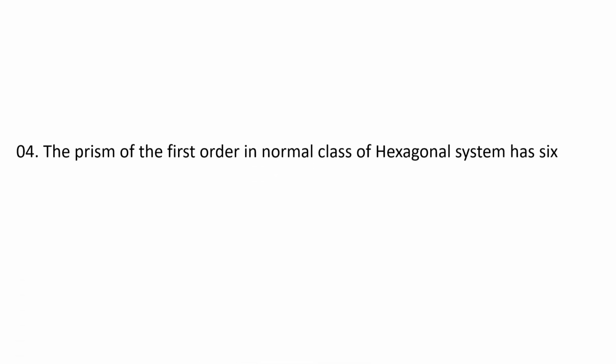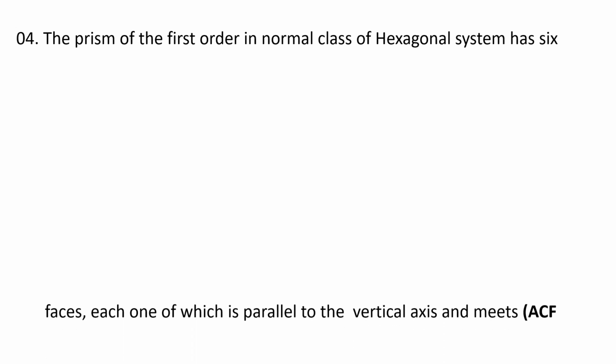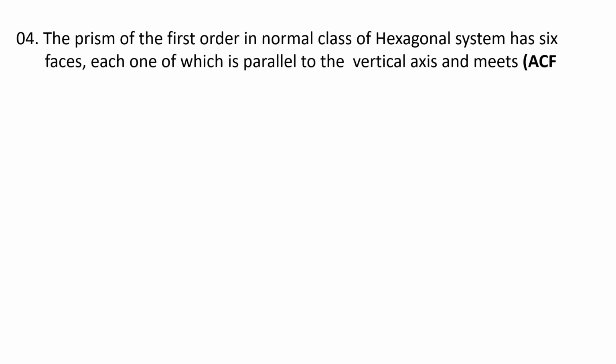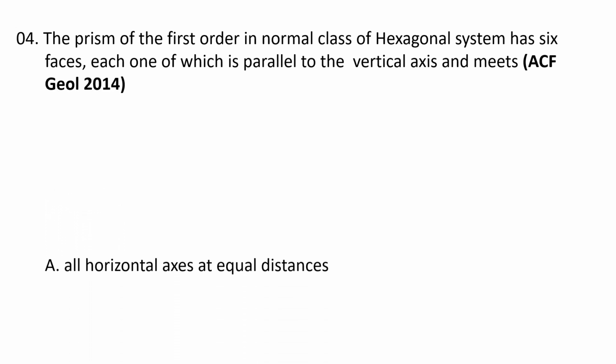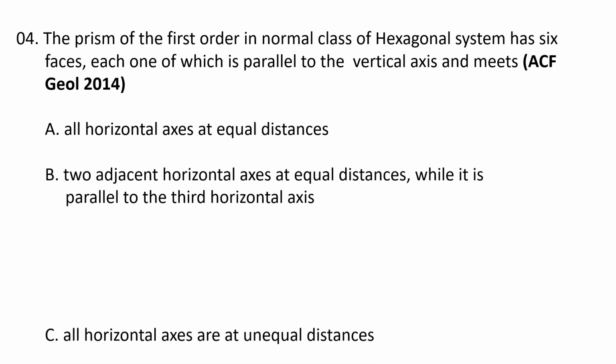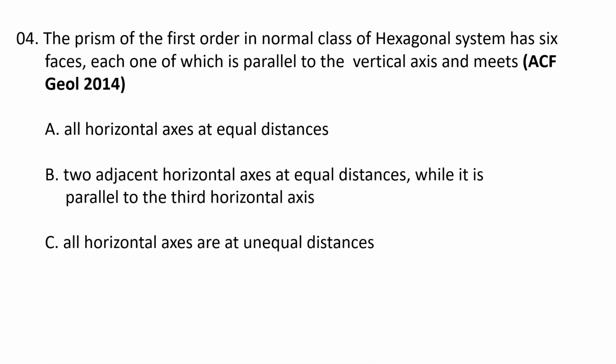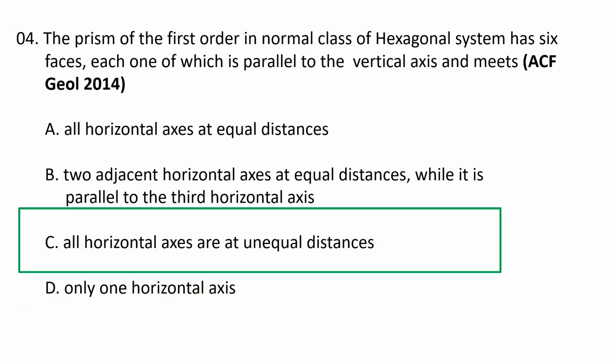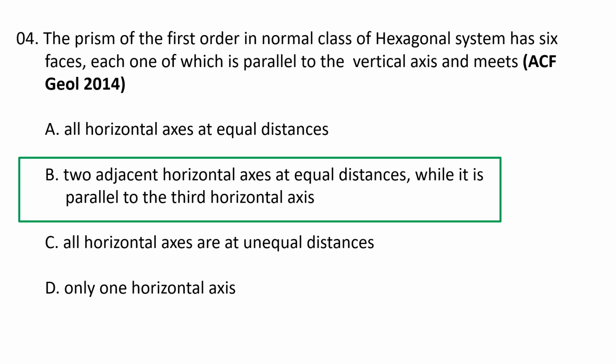Next question. The prism of the first order in normal class of hexagonal system has 6 faces, each one of which is parallel to the vertical axis and meets A. All horizontal axes at equal distances, B. 2 adjacent horizontal axes at equal distances while it is parallel to the third horizontal axis, C. All horizontal axes at unequal distances, and D. Only one horizontal axis. The correct option is B. 2 adjacent horizontal axes at equal distances while it is parallel to the third horizontal axis.